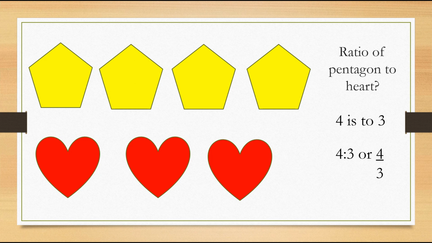Kapag ang tinatanong naman, example, what is the ratio of all shapes to pentagon? Ilang shapes ba meron tayo? We have 7. Then, we have pentagon 4. So, the answer is 7:4. Or example, ang tanong, what is the ratio of heart to all shapes? The answer is 3:7. Kasi ang bilang ng heart natin is 3. Ang bilang ng lahat ng shape natin is 7. Kaya 3:7. Okay?